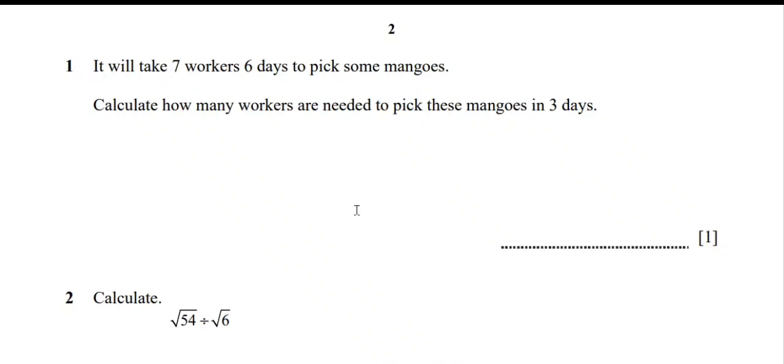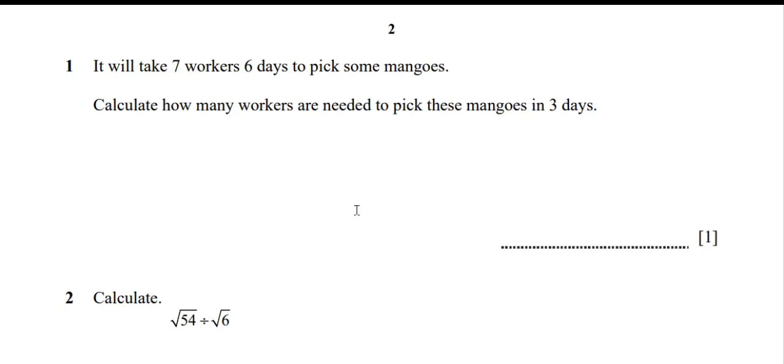Question one. Question one is a topic about proportion. It will take 7 workers 6 days to pick some mangoes. How many workers are needed to pick these mangoes in 3 days? There are different ways of solving this. This is a problem of proportion.